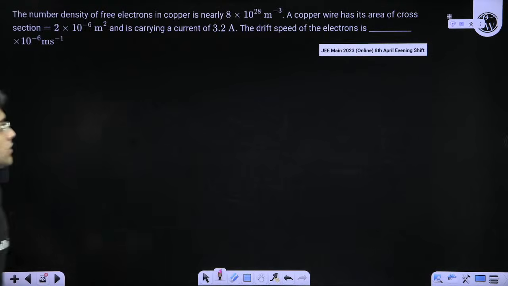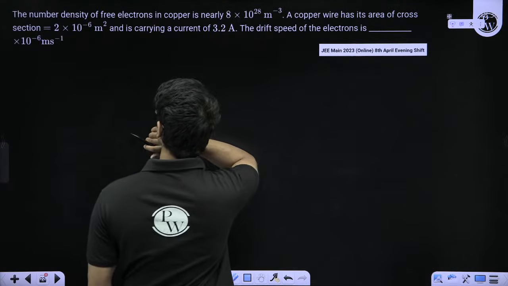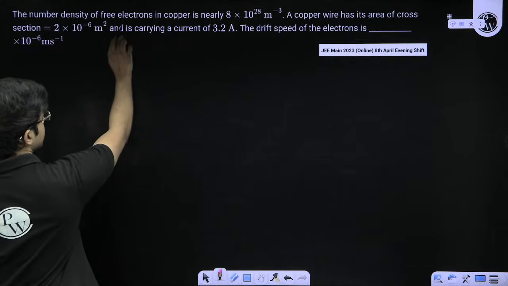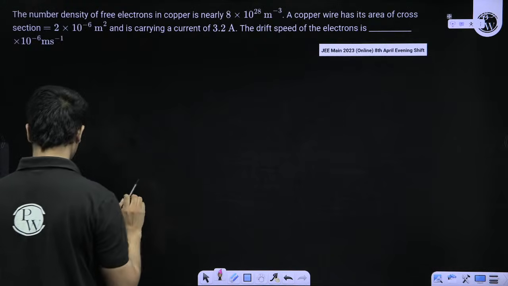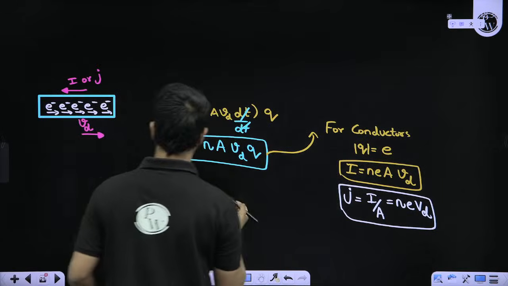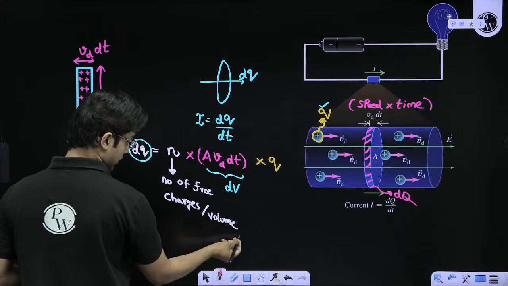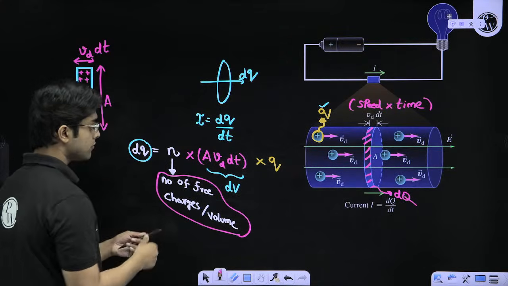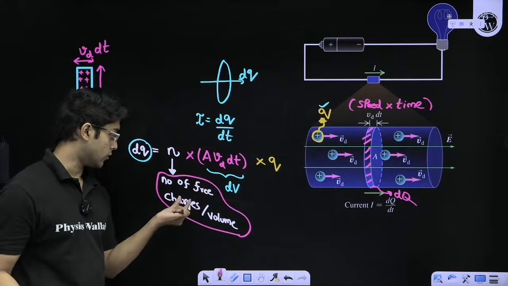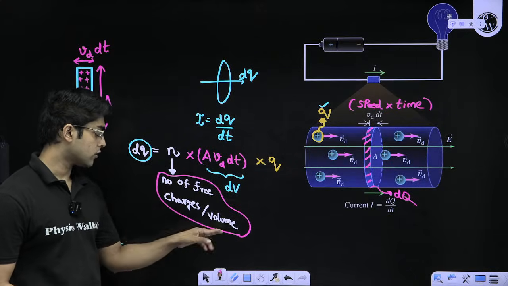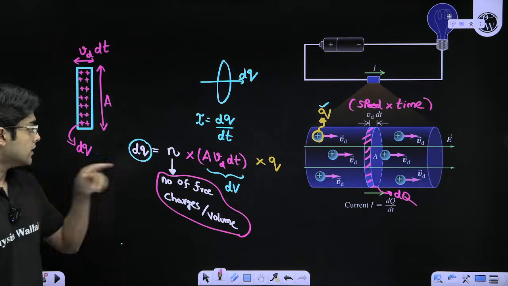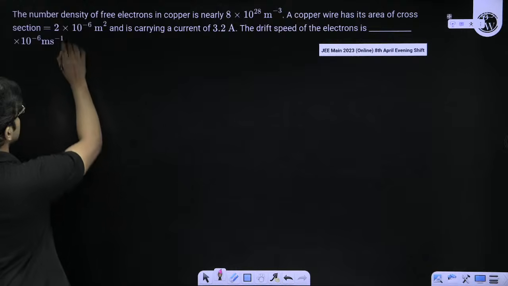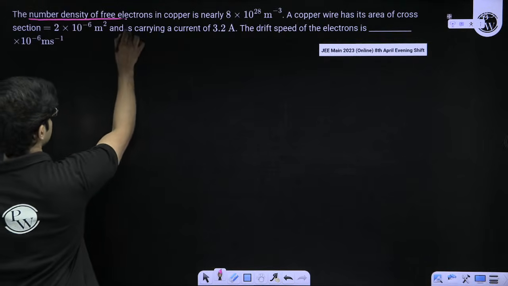So this is the question related to that formula itself. Now the first thing is number density of free electrons in copper. So this is basically our n, which we discussed, right? The number of free charges in a unit volume. For a conductor, the free charge is electron, right? So we will say number of electrons in a unit volume, and it's also known as the number density of electrons. Like in this question, it is mentioned number density of free electrons.